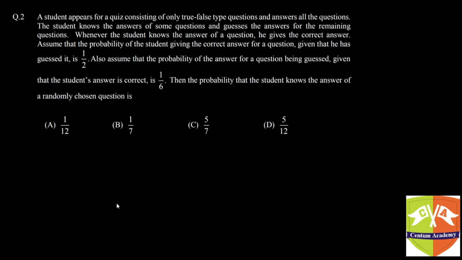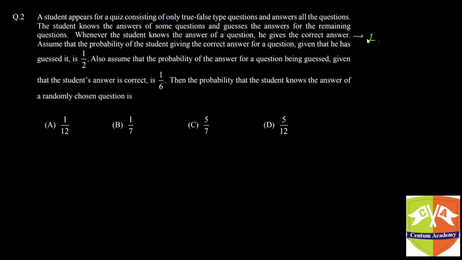All right. Next is a question of probability. A student appears for a quiz consisting of only true false questions and he answers all the questions. The student knows the answers of some questions and guesses the answers of remaining questions. Whenever the student knows the answer of a question, he gives the correct answer and the probability of this happening should be 1. And if the student guesses the answer, the probability of a student giving the correct answer given that he has guessed it is half.